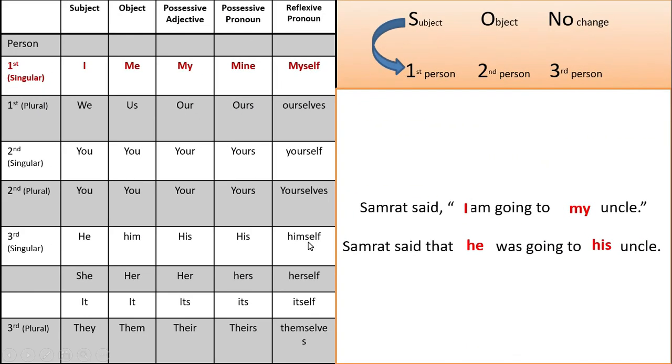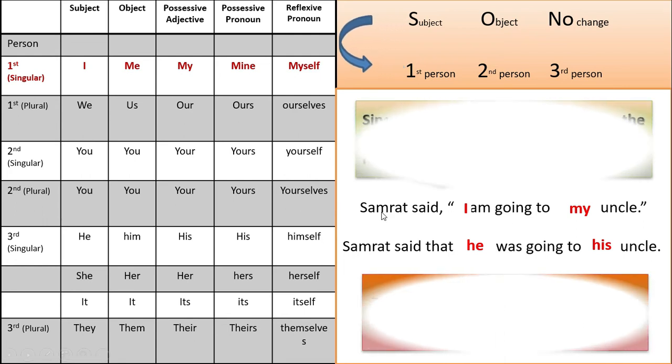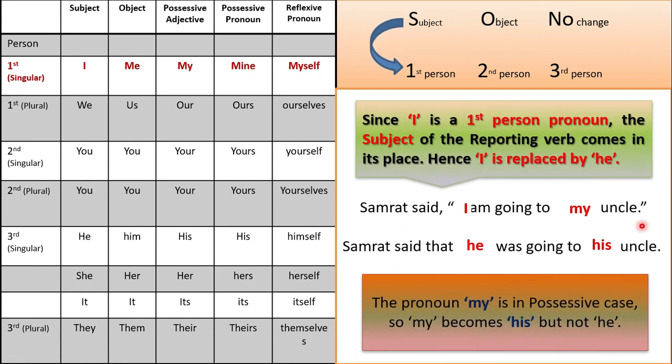Now let's take a look at each change with example sentence. Samrat said, "I am going to my uncle." So here I have highlighted the pronouns I and my. Let us see how they change to he and his. Now, Samrat said that he was going to his uncle.